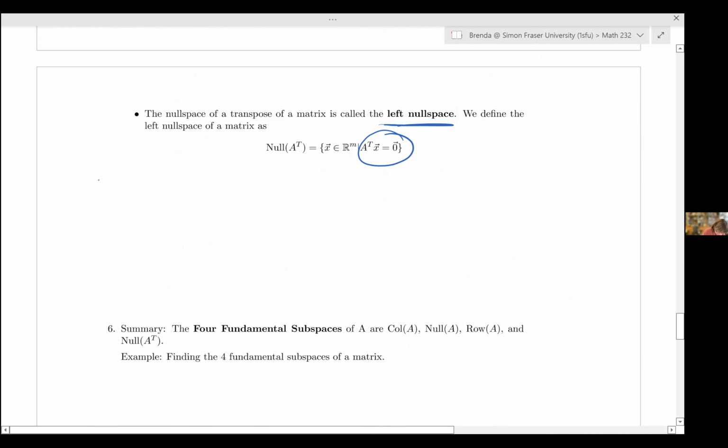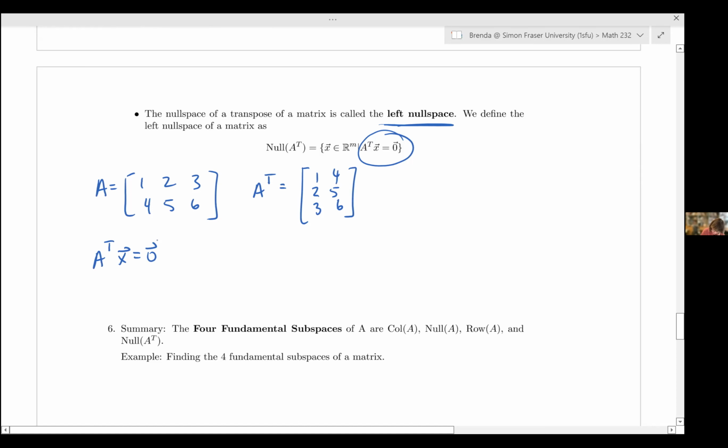So let us just take an example here, A being 1, 2, 3, 4, 5, 6, and then A transpose being 1, 2, 3, 4, 5, 6, like that. And I'm thinking of A transpose x equals 0, because I'm trying to find the null space of the transpose of the matrix. And so I do the usual sort of thing. I make the augmented matrix. There it is. And I row reduce. There it is.